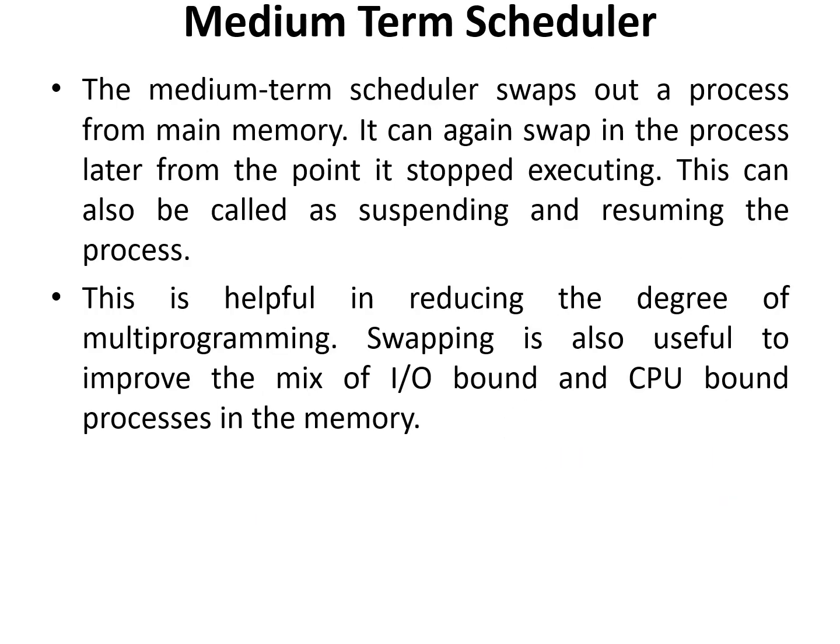And next one, the medium-term scheduler, or mid-term scheduler, sometimes called the medium-term scheduler. So here, what is the role of the medium-term scheduler? The medium-term scheduler swaps out a process from main memory. It can again swap in the process later from the point where it stopped executing. This can also be called suspending and resuming the process. This is helpful in reducing the degree of multiprogramming. Swapping is also useful to improve the mix of input-output bound and CPU bound processes in the main memory.